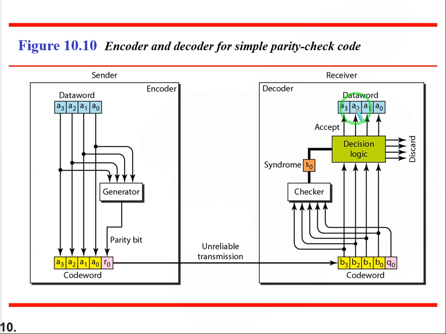So this is basically a block diagram of a simple parity check, or we can say single bit error detection. This is syndrome S, which can detect whether there is any bit error or not. It will detect your bit error.